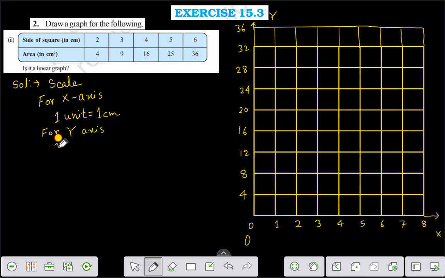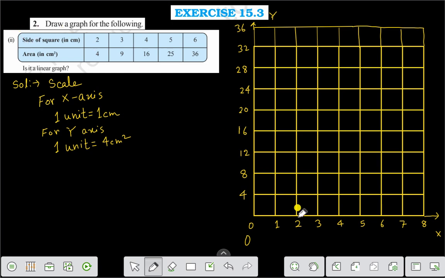For the y axis, 1 unit is equal to 4 centimeter square. Right? This is for 1 unit on the y axis.